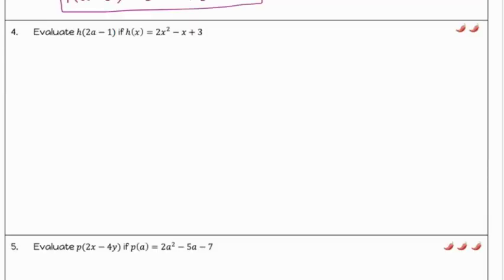All right, so it says evaluate h. H is our function. Our input is 2a minus 1. Our original function was this h of x. But again, we don't want an x anymore. We want our new input.